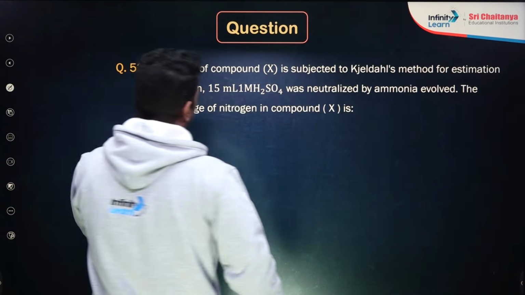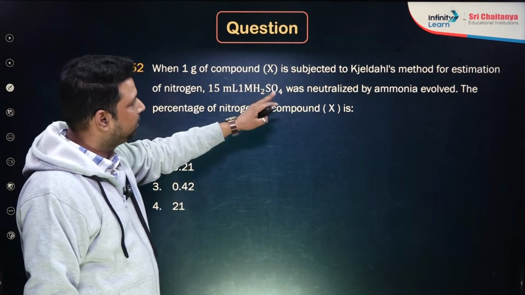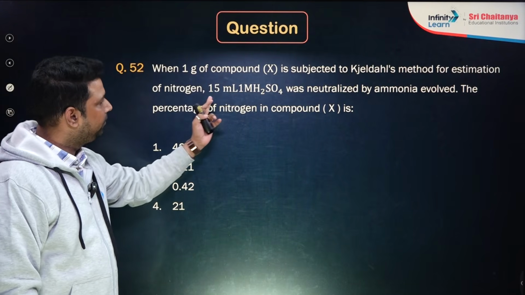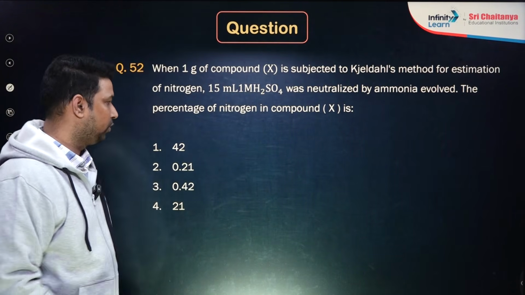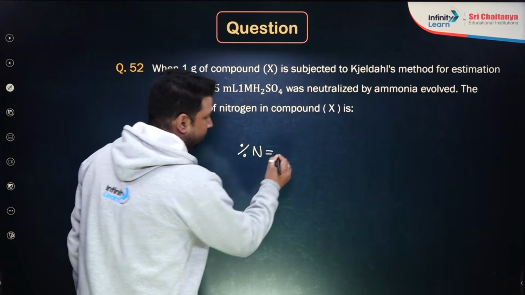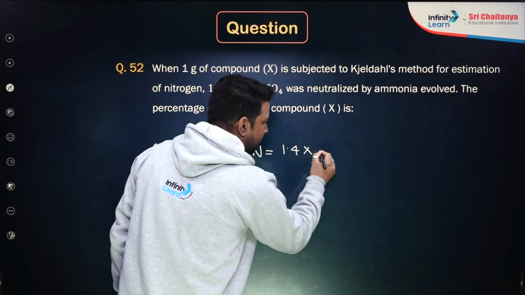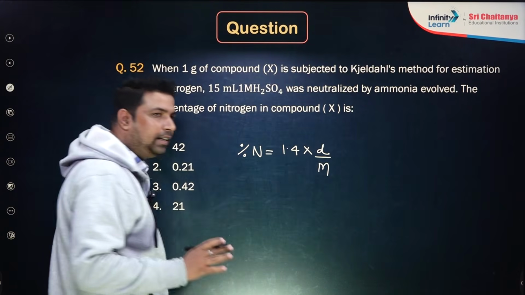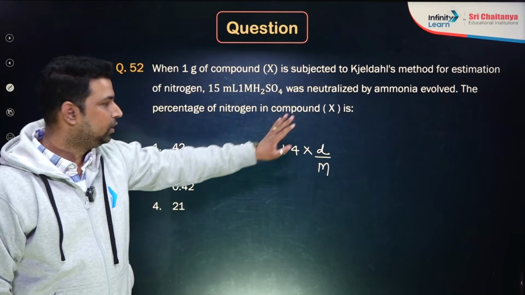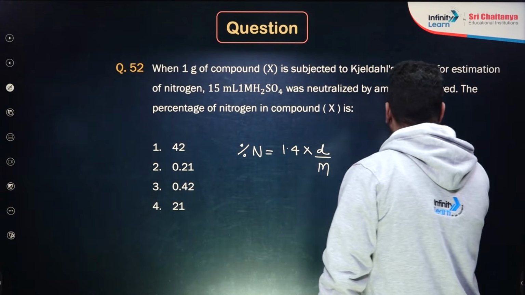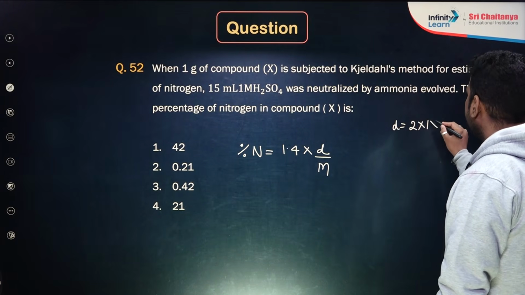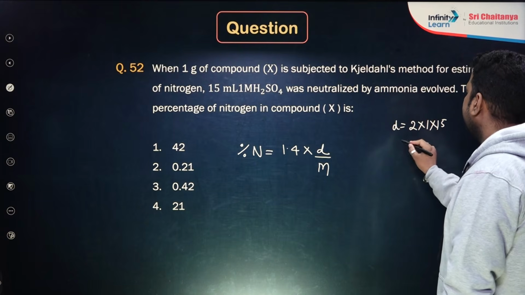Second, this question was very nice. When 1 gram of compound X is subjected to Kjeldahl for estimation of nitrogen, 15 ml of 1 M H2SO4. We have a direct formula for percentage nitrogen. Percentage nitrogen is 1.4 into D by M. D is basically the difference of milliequivalents of acid and base. Since NaOH is not further used, we can calculate D as simply 2 M1V1. 2 is the N factor, therefore we will multiply 2 into M1 is 1 and volume is 15. So it is basically 30.